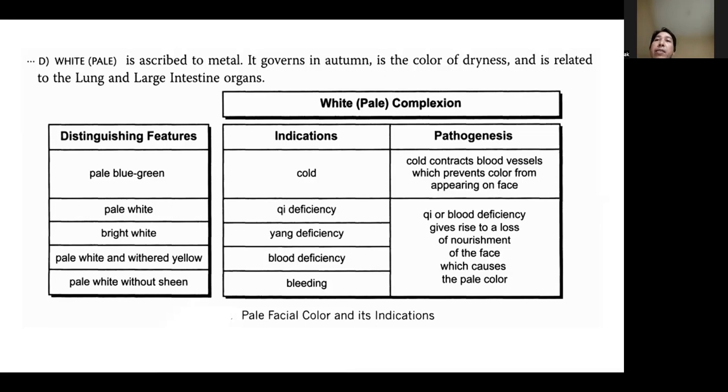The pale white, the indication is qi deficiency. The bright white, the indication is yang deficiency. Pale white and weathered yellow, the indication is blood deficiency. Pale white without sheen, the indication is bleeding. And the pathogenesis of these four indications is qi or blood deficiency gives rise to a loss of nourishment of the face, which causes the pale color.